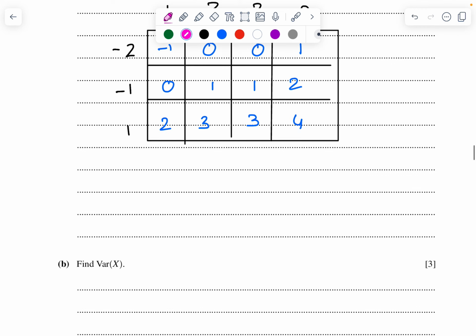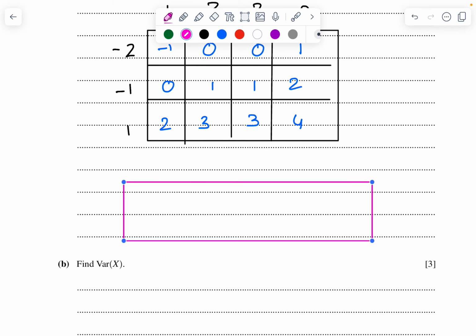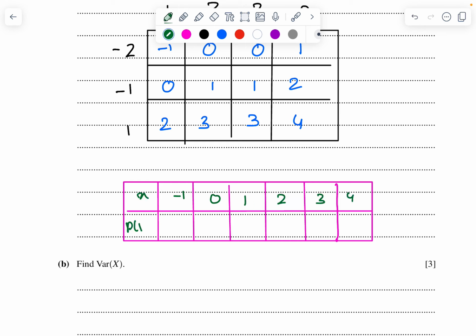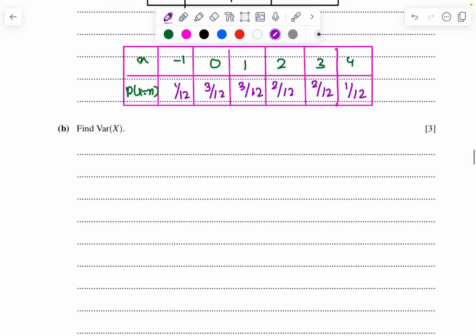What are the different numbers I can get? I can get minus 1, 0, 1, 2, 3, and 4. This is x, and probability of capital X equals small x. Minus 1 is 1 out of 12 times. 0 is 3 out of 12, 1 is 3 out of 12, 2 is 2 out of 12, 3 is 2 out of 12, and 4 is 1 out of 12. Find the variance of x.